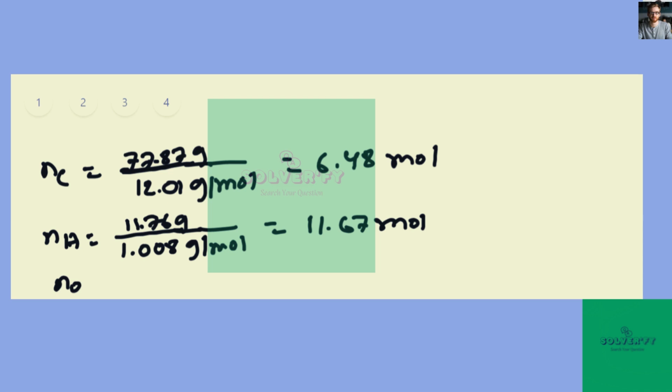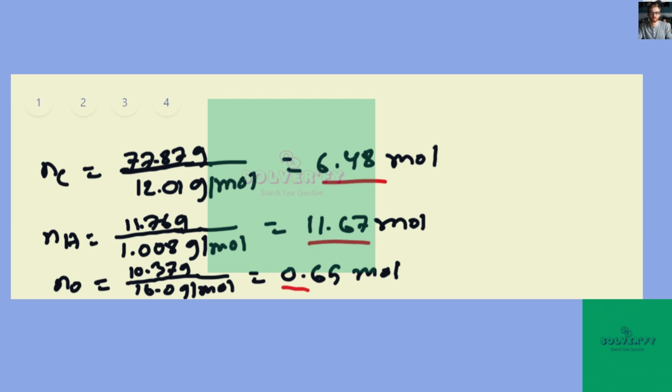Finally, the number of mole of oxygen will be 10.37 gram over the molar mass of oxygen, which is 16 gram per mole. It will give us a value of 0.65 mole. Now we will divide each number of mole by the smallest number of mole, which is 0.65, to get the simplest whole number ratio of moles.